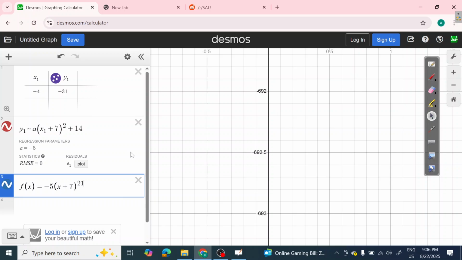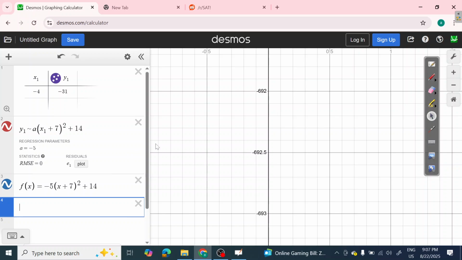whole square. If you don't know about regression, you can go to Desmos and practice a few questions on regression. I think it's in the linear equation part two, because in both linear equations and quadratic equations we need regression. So you can practice there.